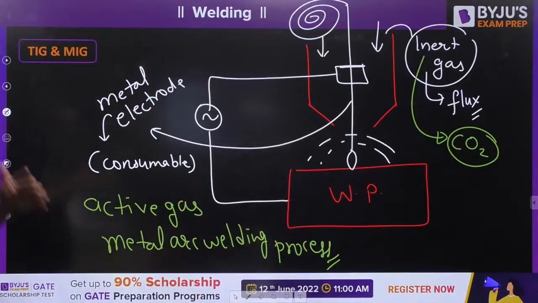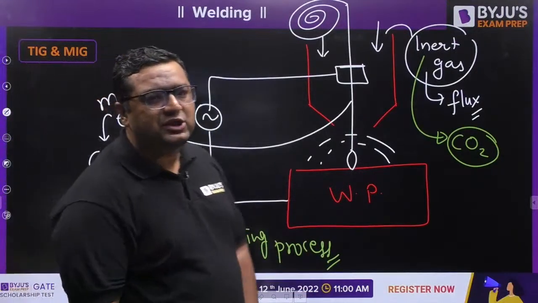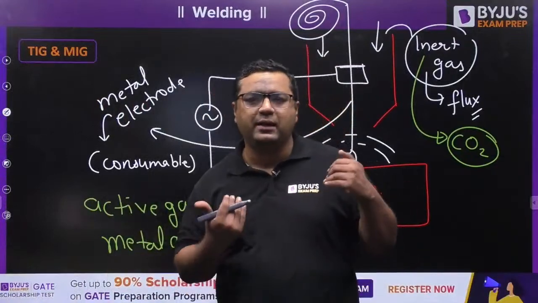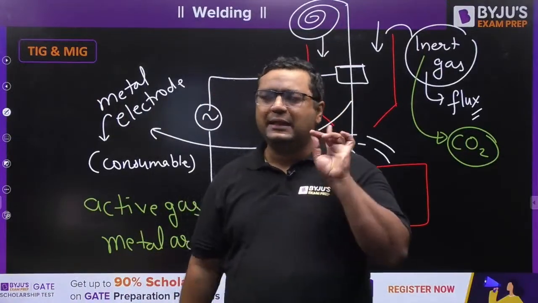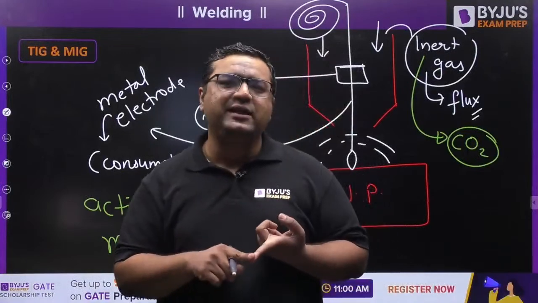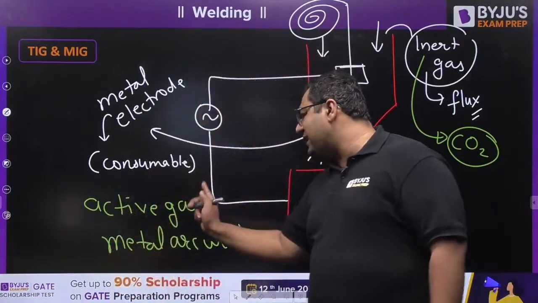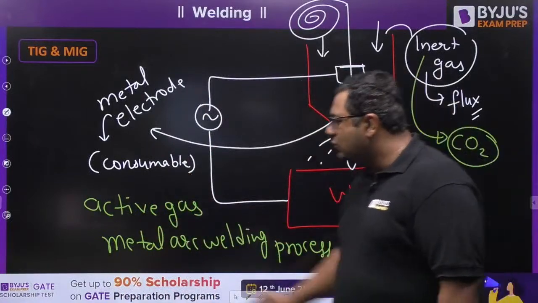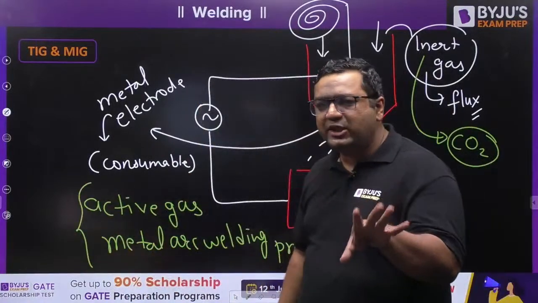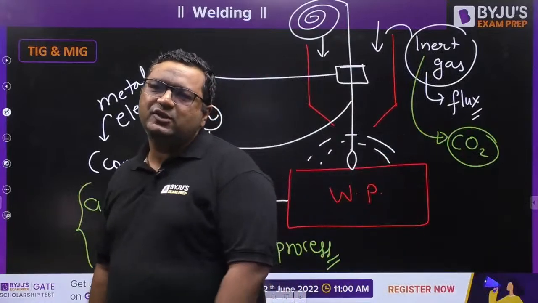So my dear, we can use TIG and MIG for aluminium, magnesium and their alloys. But nowadays in industry, neither TIG nor MIG is used. We are majorly using the active gas metal arc welding process. So this is nothing but MIG with the inert gas replaced by CO2.